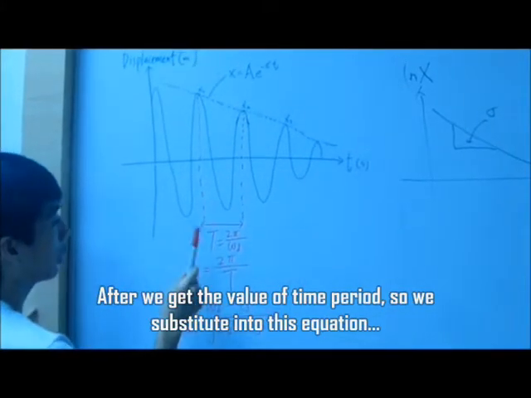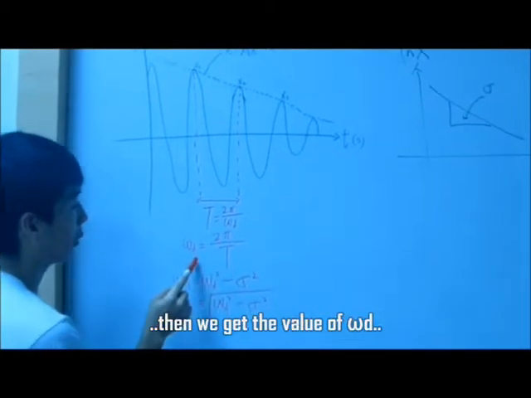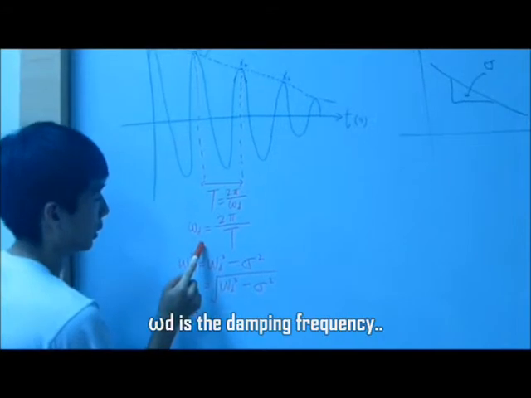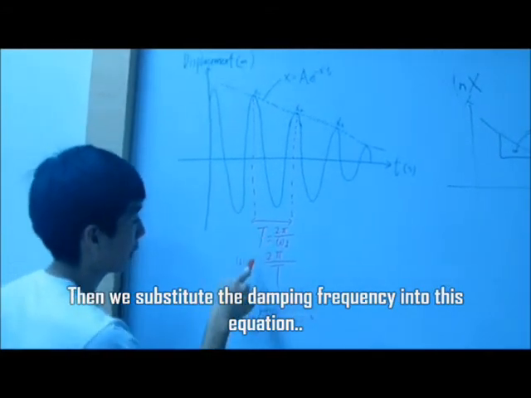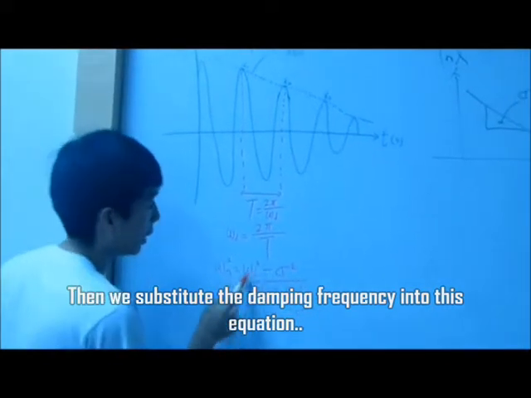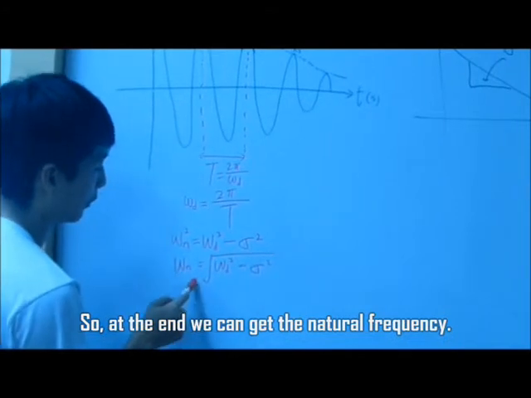We get the value of the period, so we substitute it into this equation. Then we get the value of omega d. Omega d is the damped frequency. Then we substitute the damped frequency into this equation, and we get this value, so that at the end we can get the natural frequency.